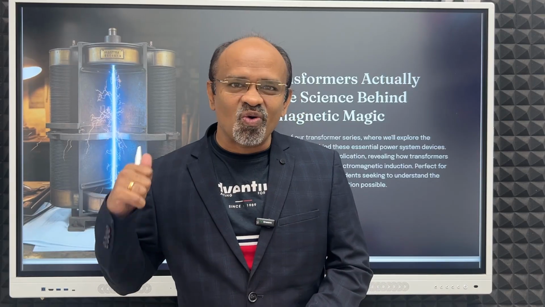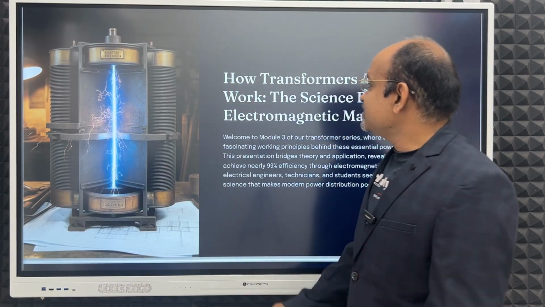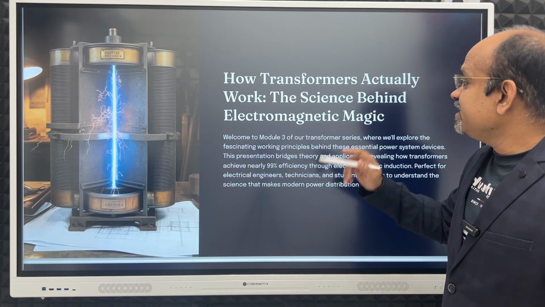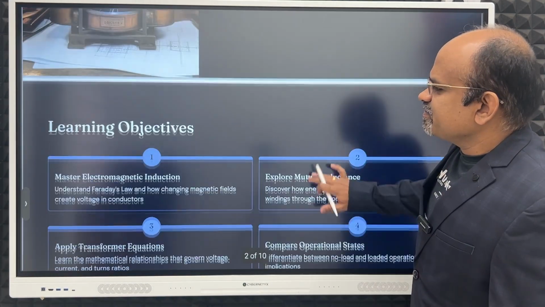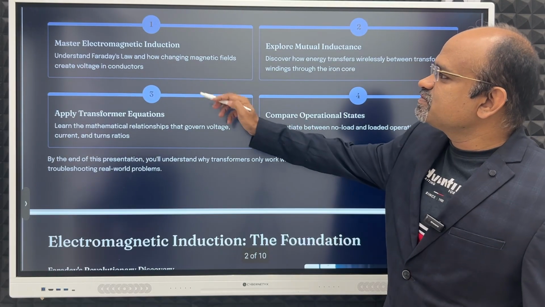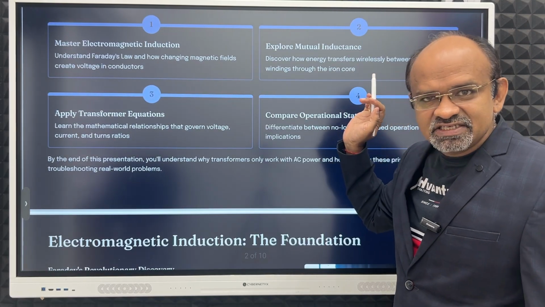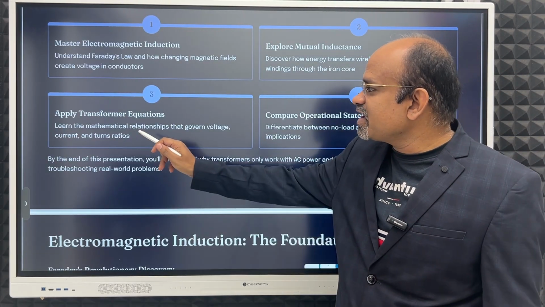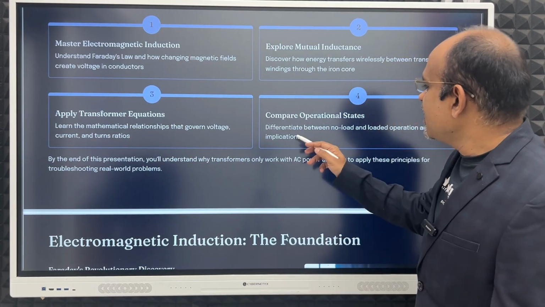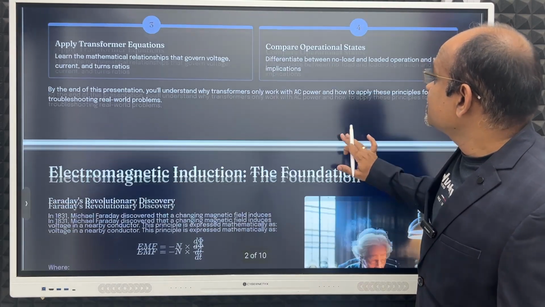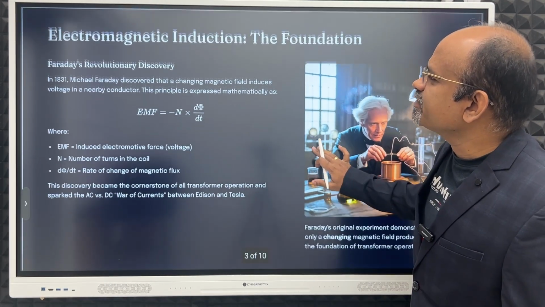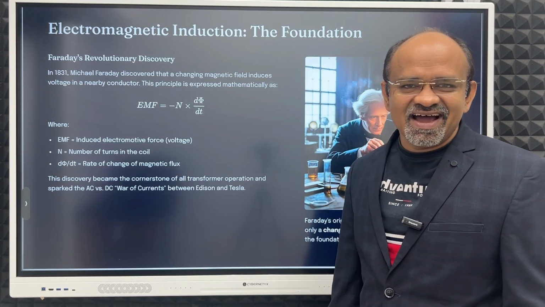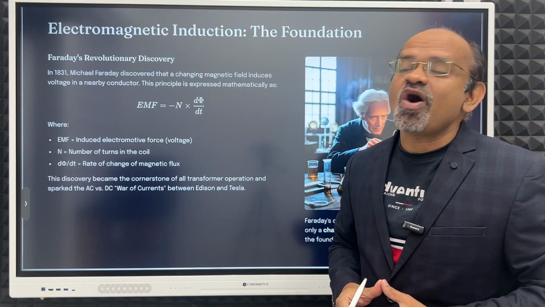We will see how. So today's topic is how a transformer actually works, the science behind the electromagnetic field. The learning objective is to master electromagnetic induction. We will see how it happens, then explore mutual induction, then apply the transformer equations, and then compare operational states. Now it's time to see the war between Nikola Tesla and Thomas Edison, how they fought.